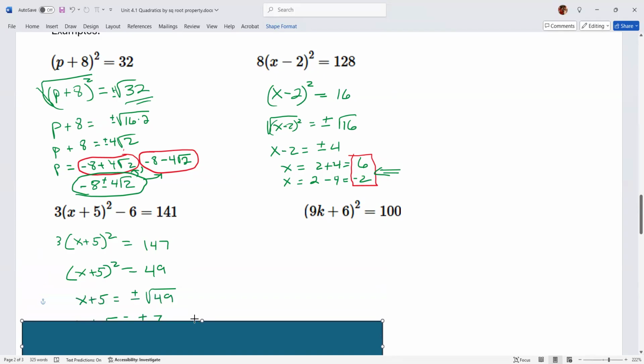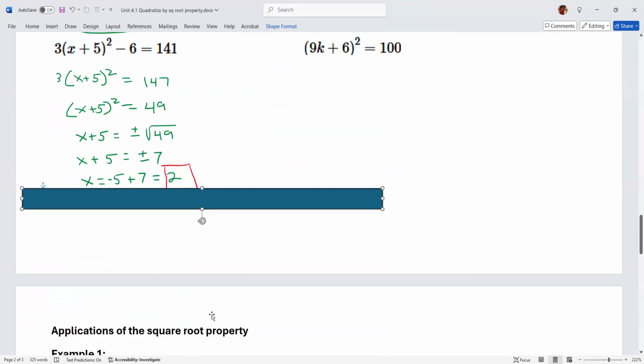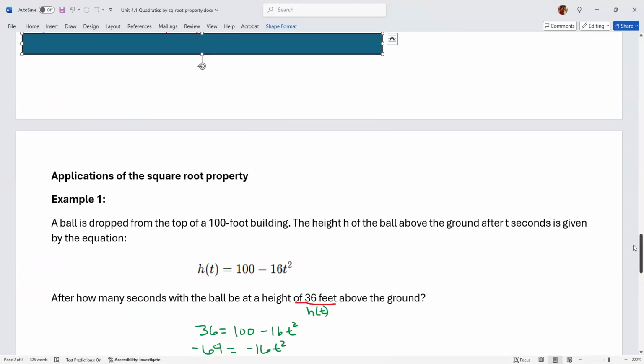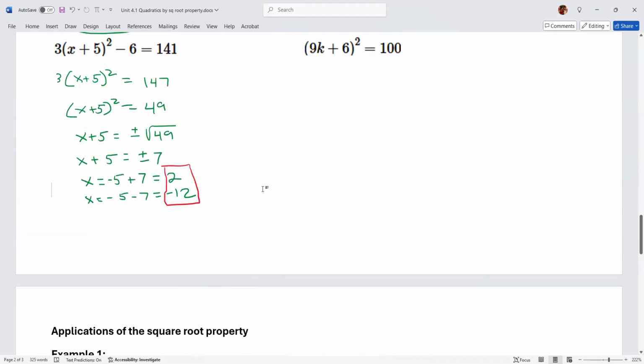And when I do that, I get x plus 5 is equal to the square root of 49 plus or minus. Subtract 5 from both sides. Whoops, let me go back. And it'll be minus 5 plus 7, which is 2, and minus 5 minus 7, using that plus minus, is equal to a negative 12. Okay, so quadratic in form is no different. You just isolate that thing that's quadratic and then take the square roots of both sides.